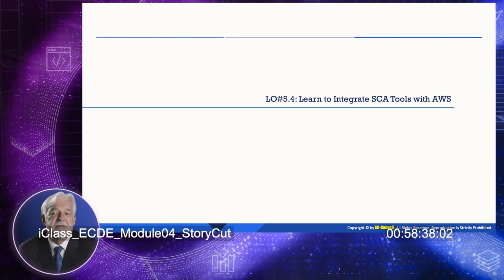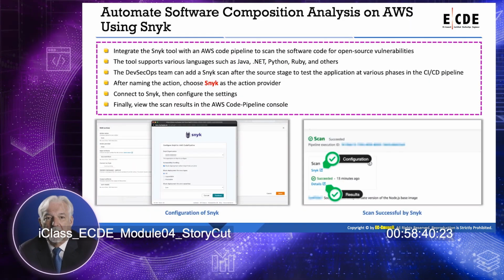Let's look at SCA tools with AWS. So we can integrate the SNCC tool with an AWS CodePipeline to scan the software code for open source vulnerabilities. The tool supports various languages such as Java, .NET, Python, Ruby, and others. The DevOps team can add a SNCC scan after the source stage to test the application at various phases in the CI/CD pipeline. After naming the action, choose SNCC as the action provider. You connect to SNCC, then configure the settings. Finally, view the scan results in the AWS CodePipeline console. So on the left, you see the configuration of it and a successful scan that was run by SNCC.